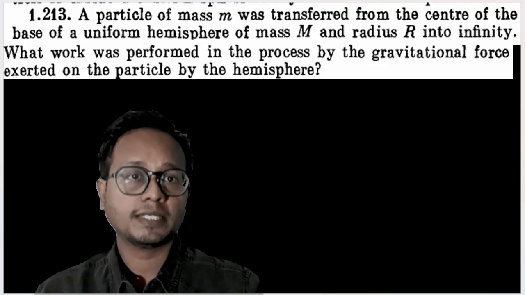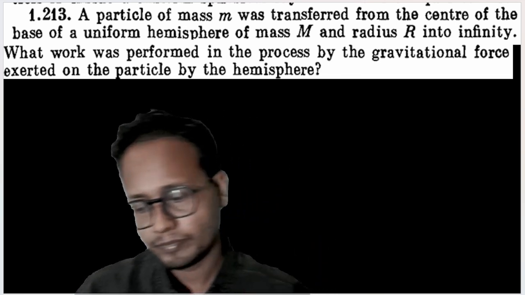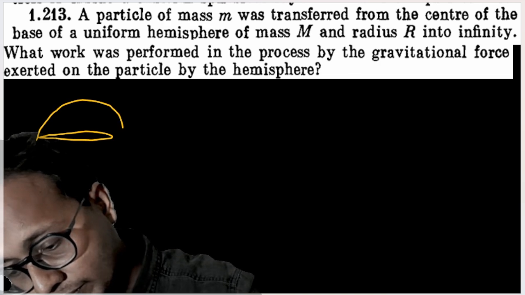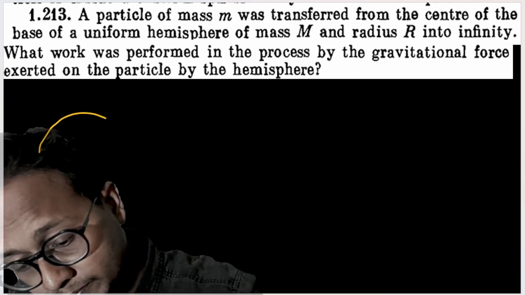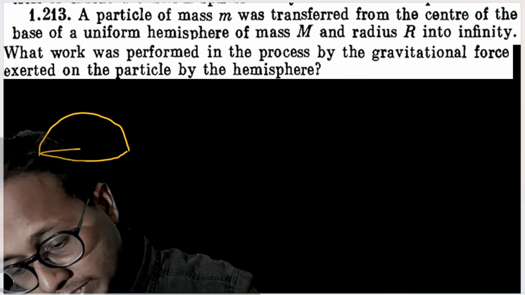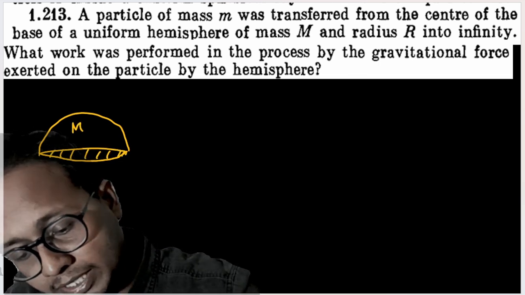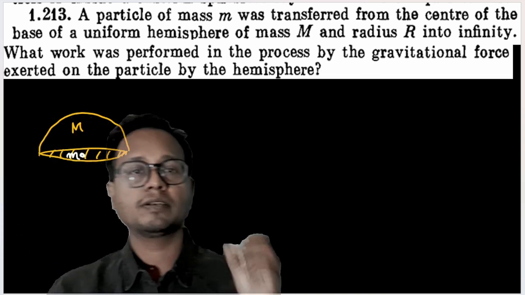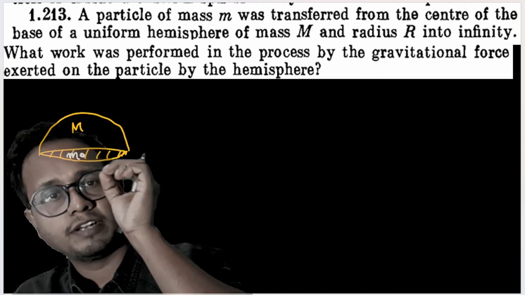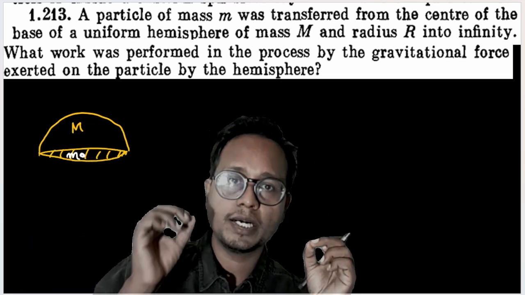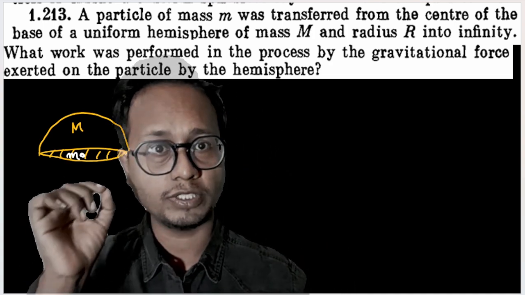So you are at question number 213. In this question, there is a hemisphere. I've drawn a hemisphere out here. The mass of this hemisphere is M. Now there is another mass, small m. The question is asking what is the work done against gravitational force in bringing this point mass m from this point to infinity. To solve this problem, you must first understand the concept of the principle of superposition.